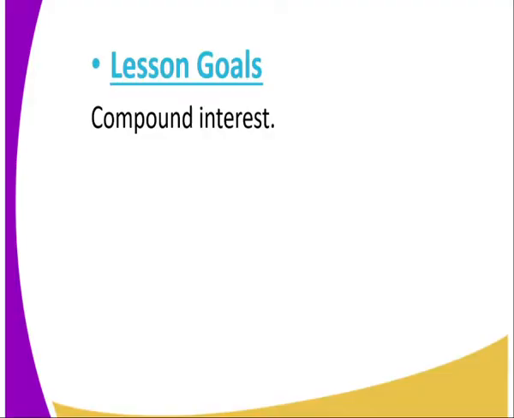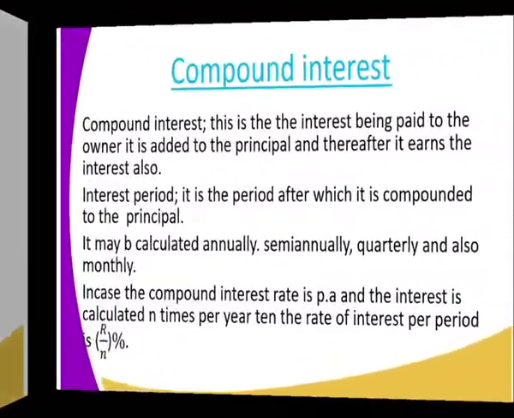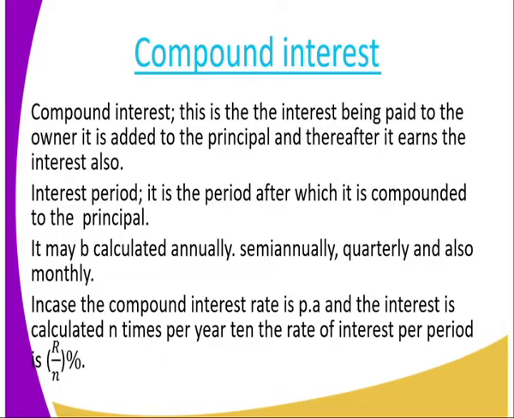Our lesson today is compound interest. We start by defining what compound interest is. Compound interest is the interest being paid to the owner. It is added to the principal, and thereafter it earns interest also. So that is the reason why we refer to it as compound. It is compounded with the principal in order for it to start earning interest again.